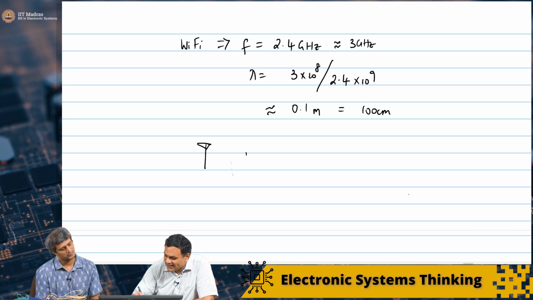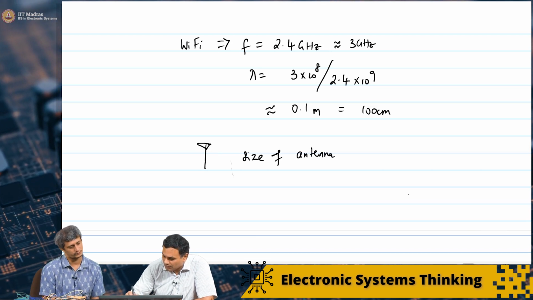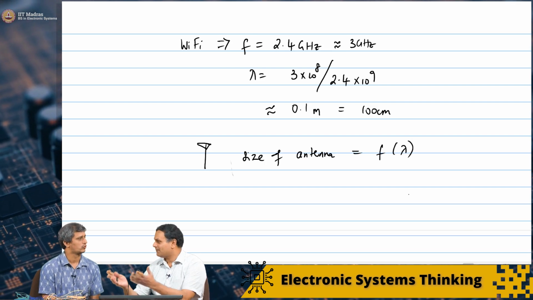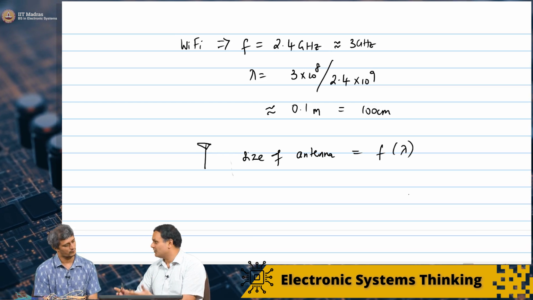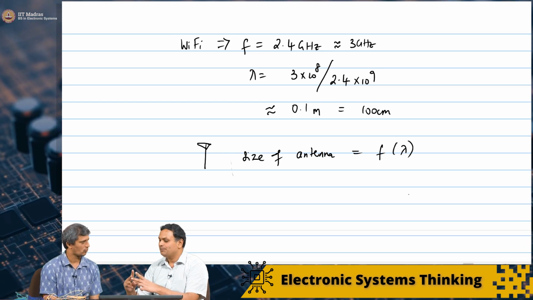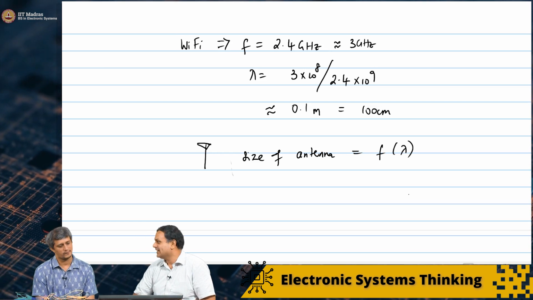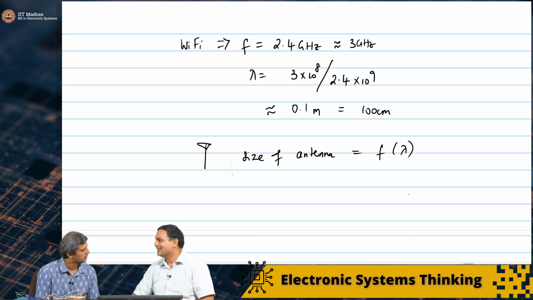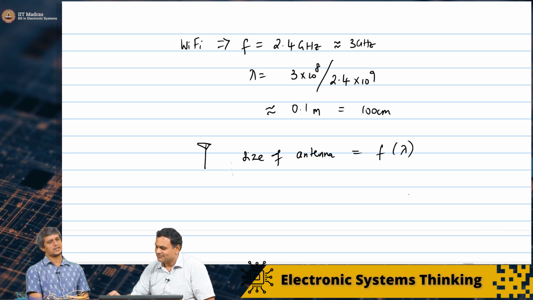So the size of the antenna is a function of lambda. It is of course an area and not a size, but it will typically be maybe half lambda by half lambda or something like that. So you can compactly accommodate it in that small package. Exactly. Beautiful, that's very nice.